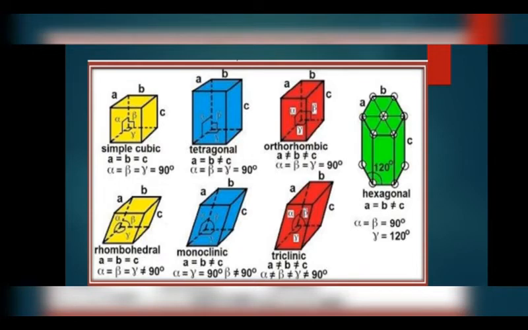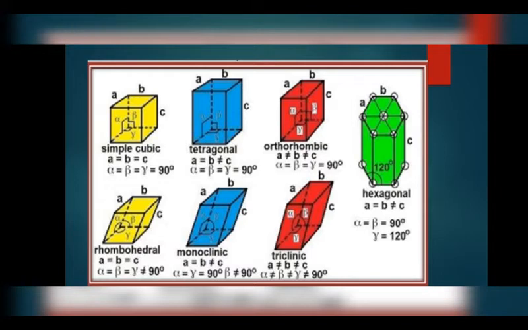Here, the diagrammatic presentation shows all 7 types of primitive unit cells. This is also known as the 7 crystal systems. Here, students, you can see the first, simple cubic, and the parameters characterizing this unit cell: A equals B equals C, and the edges are perpendicular to each other. Second one is tetragonal, where A equals B but B is not equal to C, but the angles are 90 degrees.